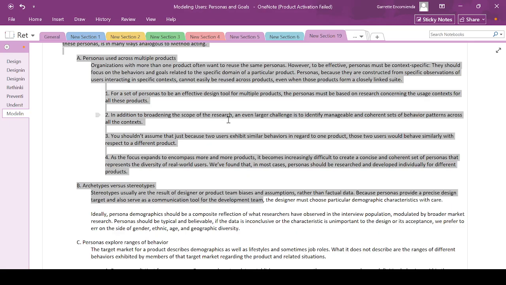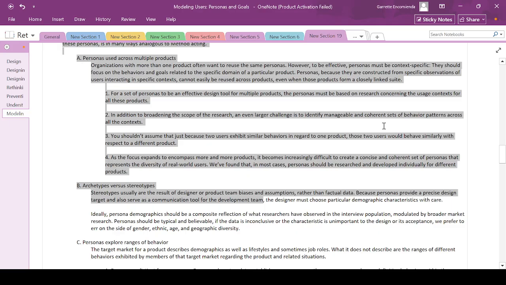Especially if we're just trying to test a few things that are proven, because, as in the previous book, trying to test two different variables in A/B testing is actually not efficient because you don't know which affects which, because of the complex behavior of the environment. So they should focus on the behaviors and goals related to the specific domain of a particular product.